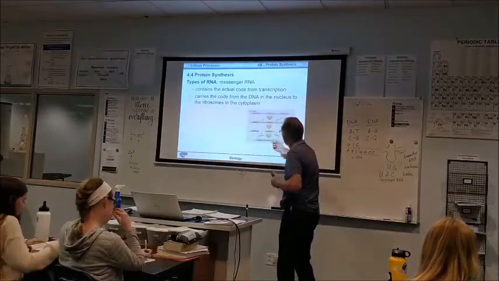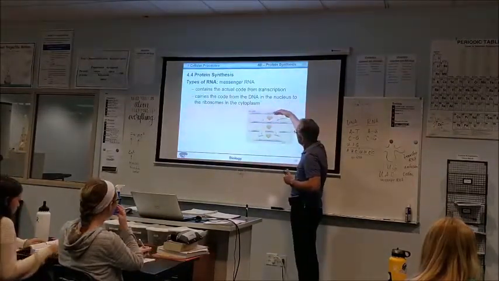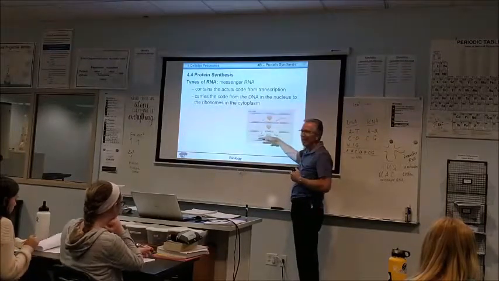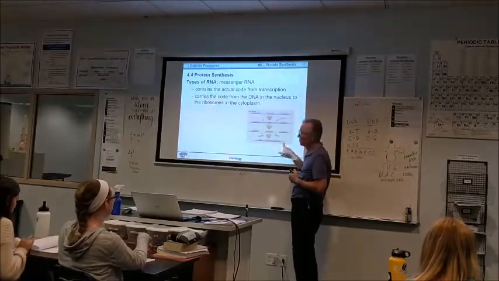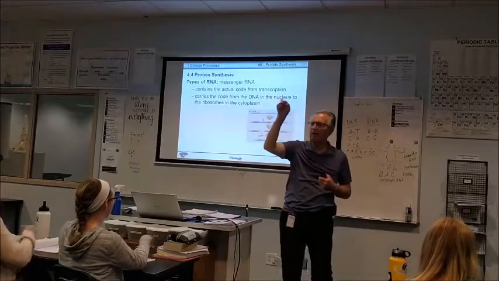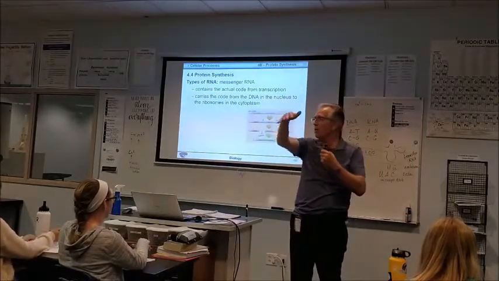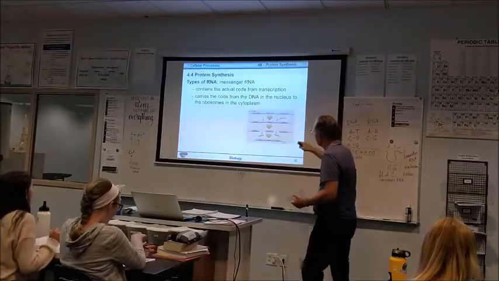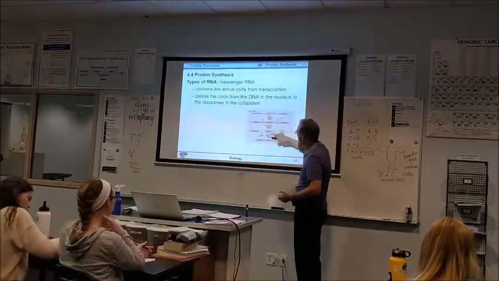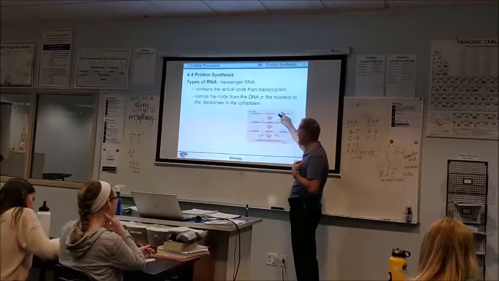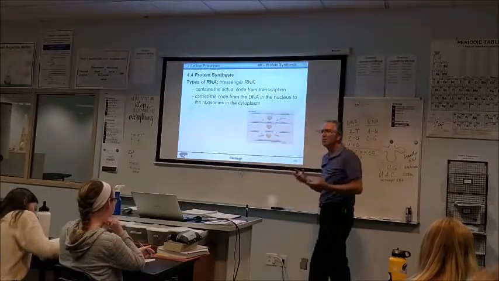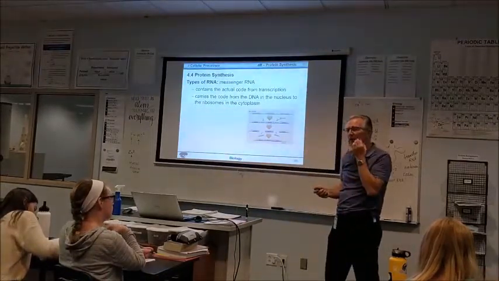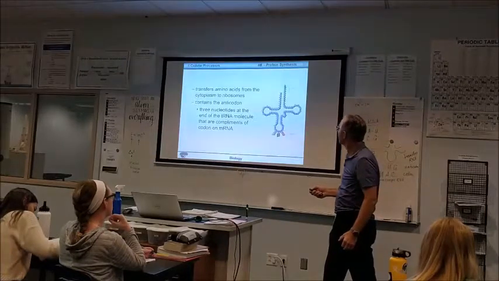Okay, so we take the initial message, then we edit it, and this is the piece that goes out of the DNA, out of the nucleus, and goes out into the cytoplasm where the protein's going to be made. So this is the one we want to use. We don't want to use this one, because this contains information we don't need. This only contains the pieces that we need to make a protein.